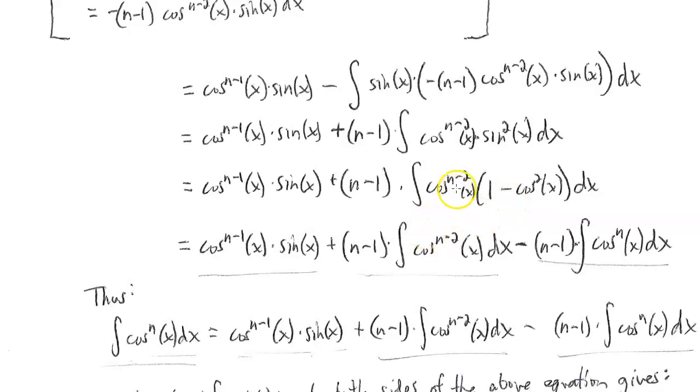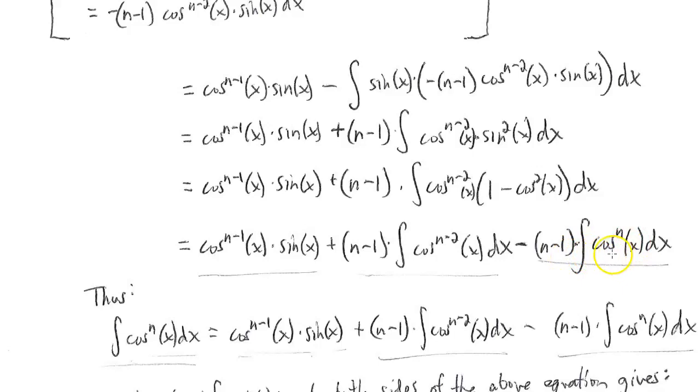Minus, well, what's cosine to the n minus 2 times cosine squared? Well, that would just be cosine to the n. So in other words, we can distribute this cosine to the n minus 2, do it times 1 minus this times cosine squared. And then we can split that apart into two integrals. We still have the n minus 1 out in front of both integrals. So we have cosine to the n minus 2 times 1, that's here. Cosine to the n minus 2 times cosine squared, that'd be just cosine to the n.